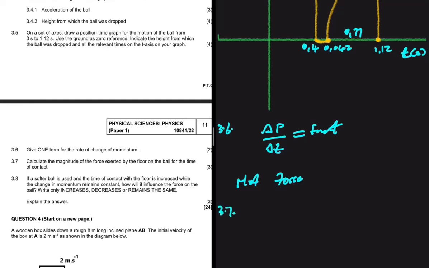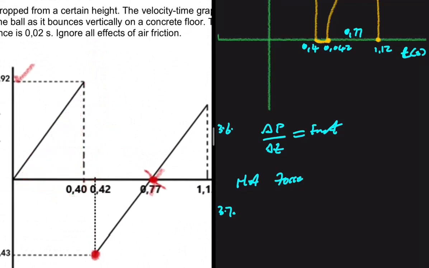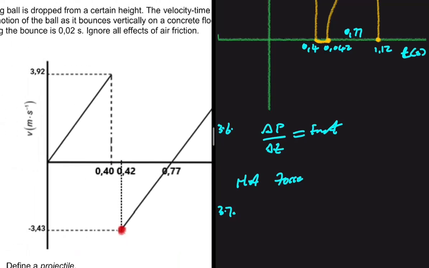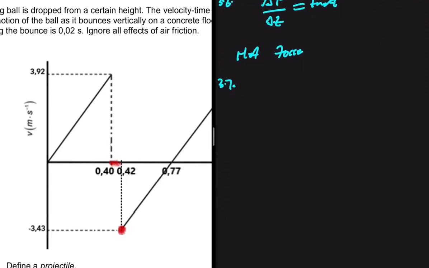3.7. Calculate the magnitude of the force exerted by the floor on the ball for the time of contact. So let's go to a graph and look at that. Let's just erase this. We're interested in only this part of our motion. We're looking for the force that the floor exerts on the ball. But let's just sketch the free body diagram of the ball while it is in contact with the floor, so that we can have a bit of clarity.